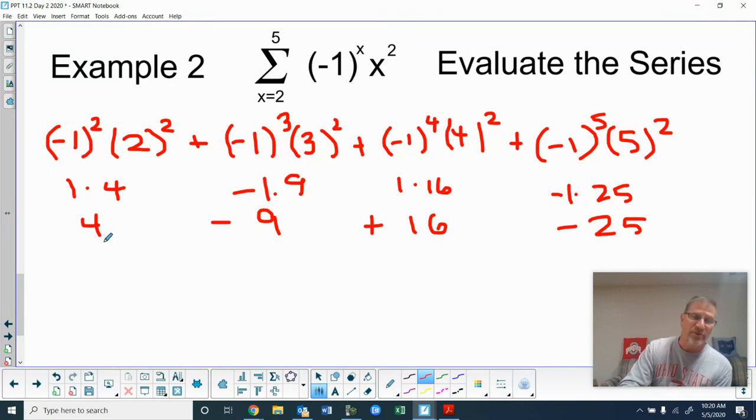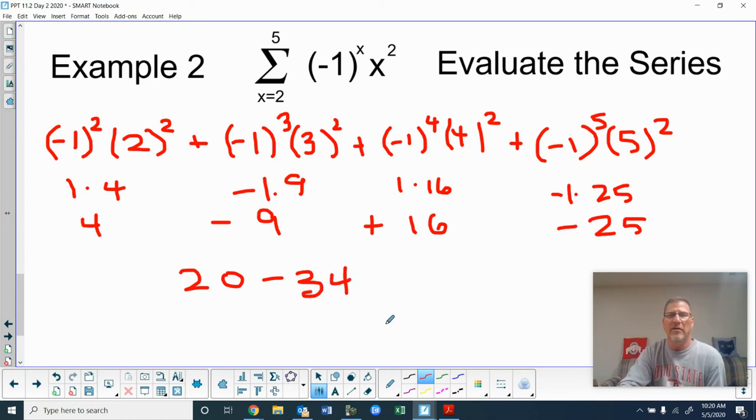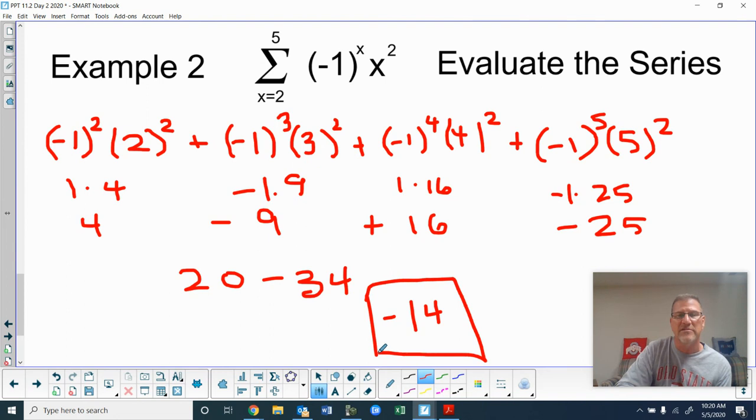So I like just to do the positive ones together. 4 and 16 is 20. And the negative ones together, -9 and -25 is -34. So the sum of this series would be 20 minus 34, which is -14. So that's how we evaluate a series with this summation notation.